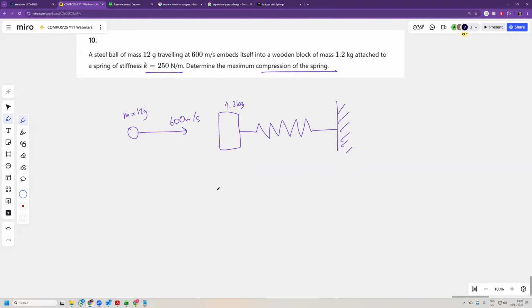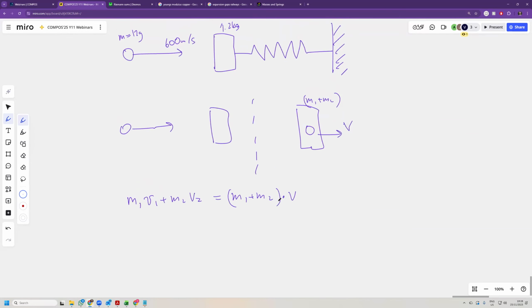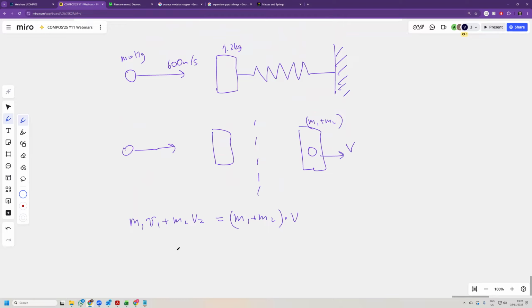Well, we need to find the kinetic energy of the block. So once the pellet hits the block, it embeds itself in the block. So the pellet and the block move together with a speed v. And we use conservation of momentum. So m1 v1 plus m2 v2 is equal to m1 plus m2, that's the total mass, multiplied by v. And then we can work out v.